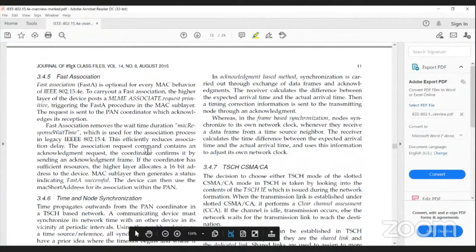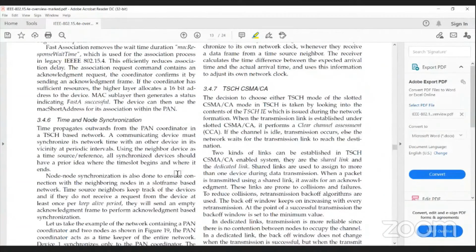So in fact, there is a function in the standard called MAC response wait time, which is used for the association process in legacy 15.4. It's coming from the previous ones. This efficiently reduces association delay. So you want to use this to monitor the amount of time it takes to join the network. So essentially that is an important thing. And then of course there is time and node synchronization of the complete system.